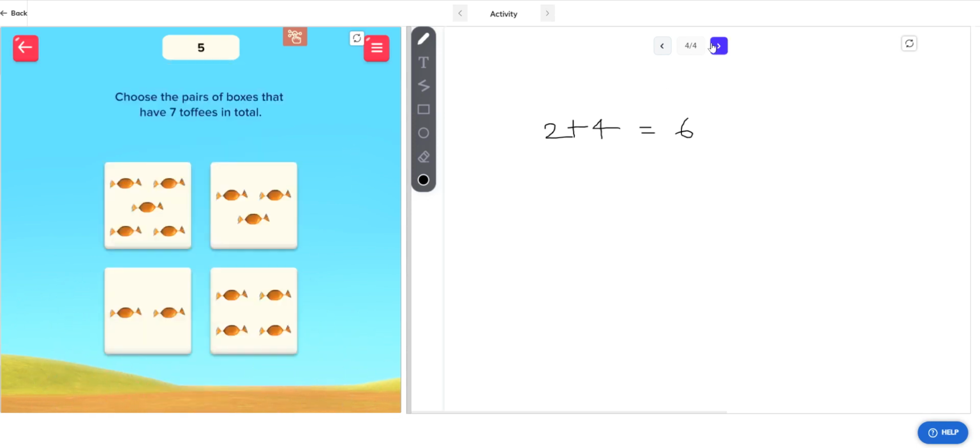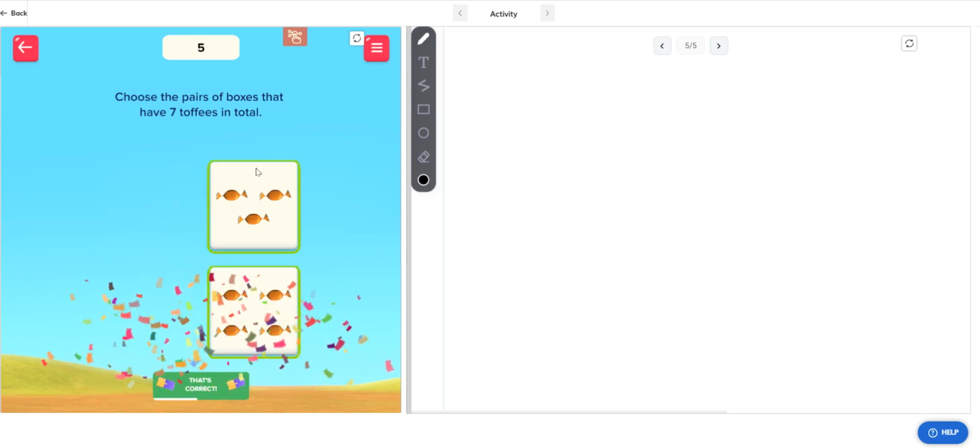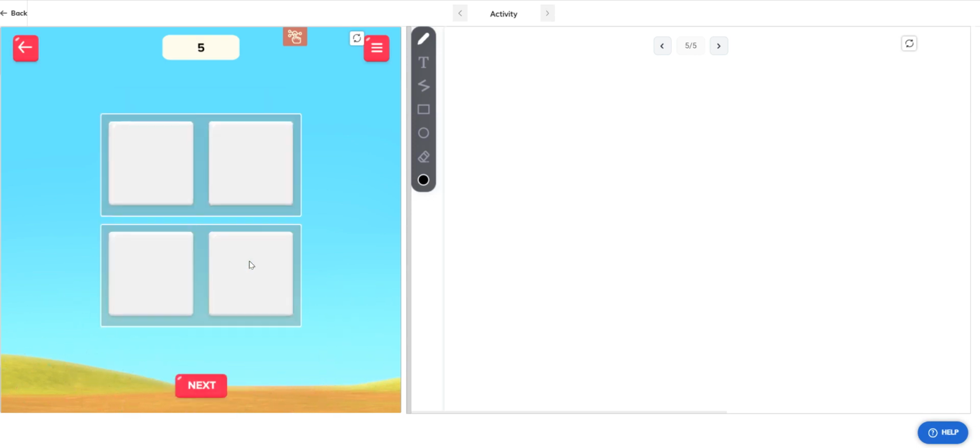Okay. Let's try the fifth question now. It says choose the pair of boxes that have 7 toffees in total. So let us start. I have 1, 2, 3, 4, 5, right? And 6 and 7. So if I choose these two, it will have 7 toffees. Let's try counting these two on the left as well. Okay. 1, 2, 3, 4, 5, 6, 7. So these two also have 7. So the first pair is this and the second pair is this right here, right? See, nice work, you guys.